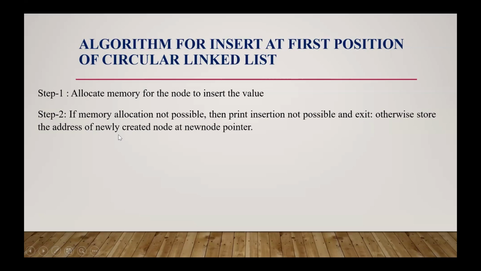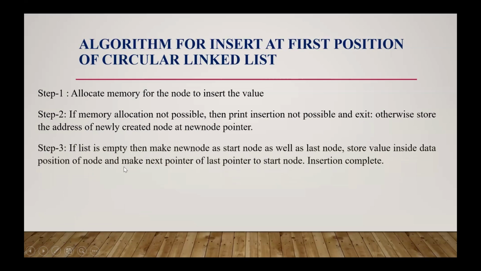Otherwise, we have to store the address of the newly created node in a new pointer. Whatever node is created, we make it the new node pointer. Then we insert the new node at the first position. Again there are two cases, whether the list is empty or not. If the list is empty, then make the new node the start node as well as the last node. Then store the value in the data position and make the next pointer of the last node point to the start node.